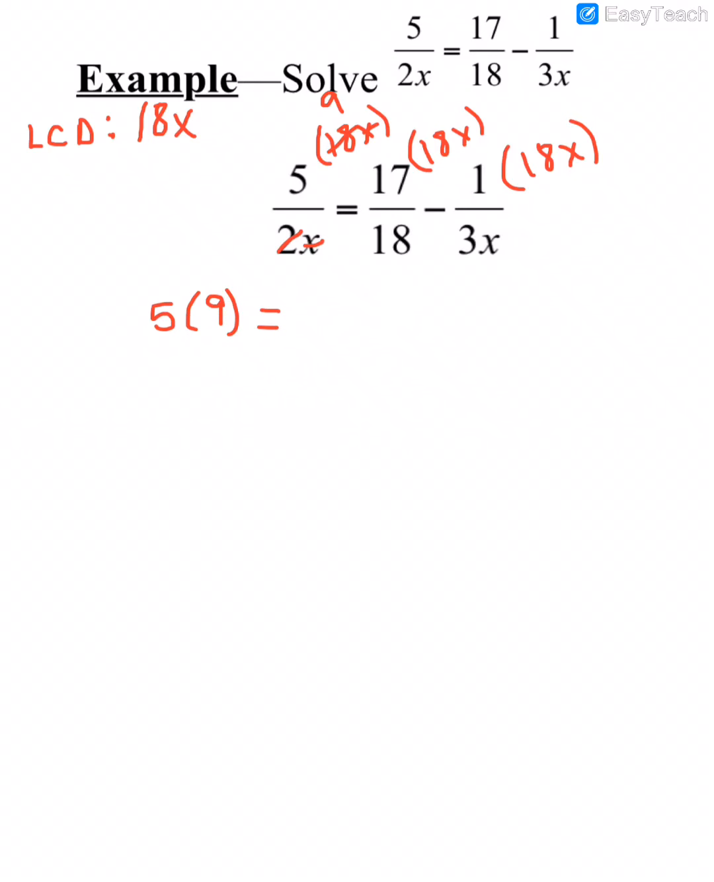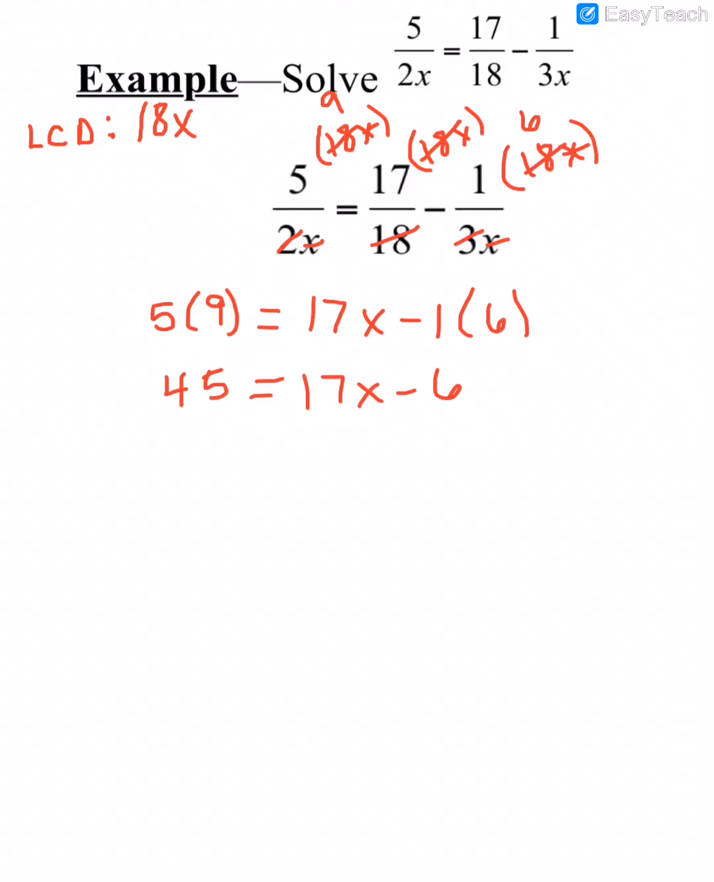All right, in the next term, the 18's cancel, but the x didn't cancel, so what's left is 17 times x, which is 17x. In the last term, the x's cancel, and 3 will go into 18 6 times. So I have a negative 1 times 6. Okay, so if I simplify that, I get 45 is equal to 17x minus 6.